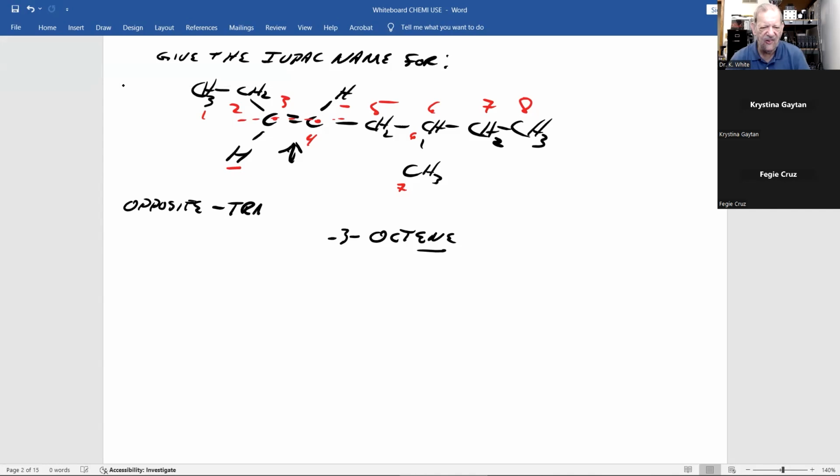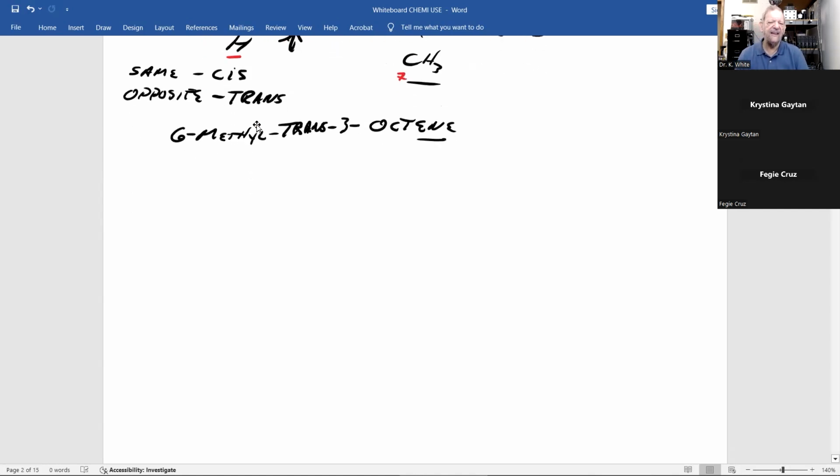And when that happens, that's called trans. Same side, that's cis. Well, this is opposite, so that's trans. 3-octene. And then we have, oh, it's our old friend, the methyl group that's on carbon 6. So this would be 6-methyl trans 3-octene. Now, in a ring, it's always going to be cis in the ones I've ever encountered.